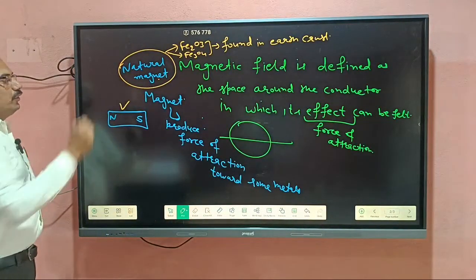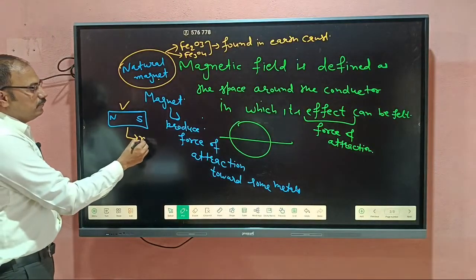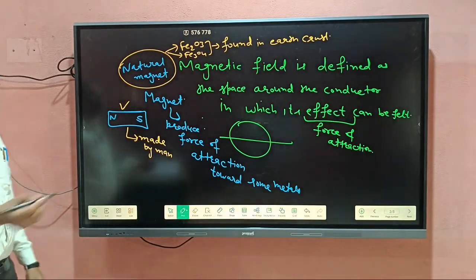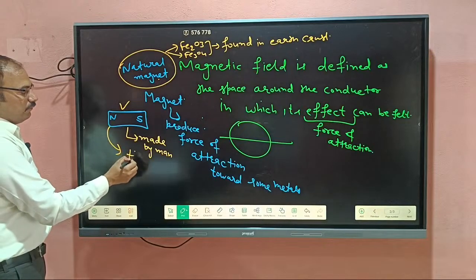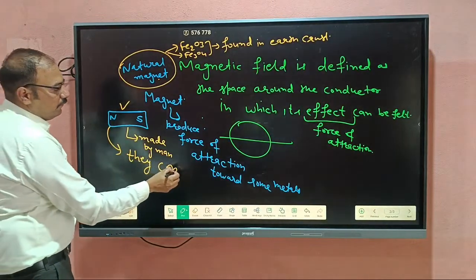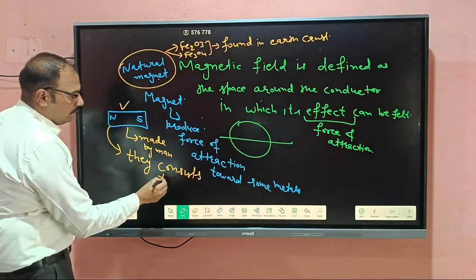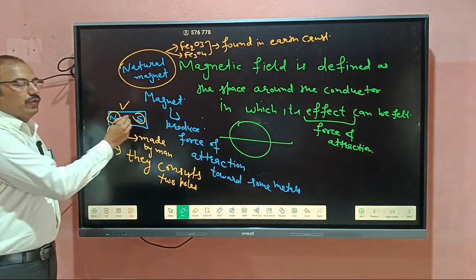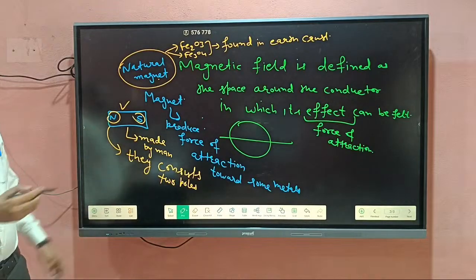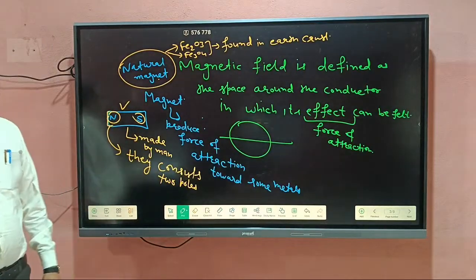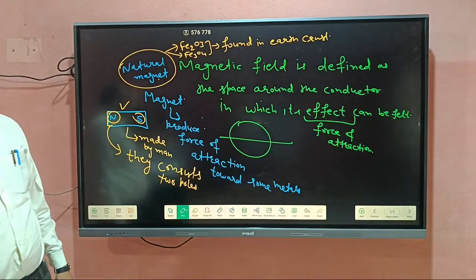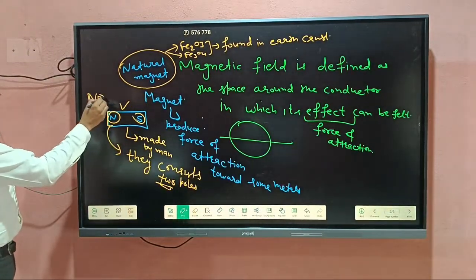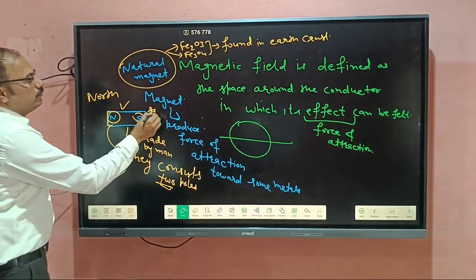Second is artificial. They are made by man, and they consist of two poles. These poles are known as north and south. They have a magnetic field, and this magnetic field is shown by imaginary lines of the field. So this is the north pole and this is the south pole.